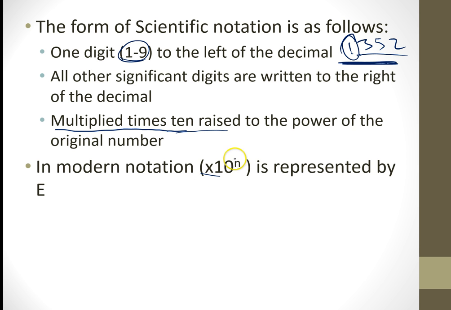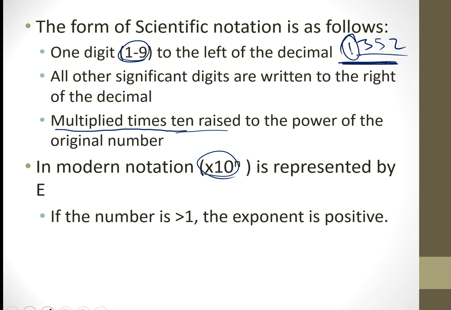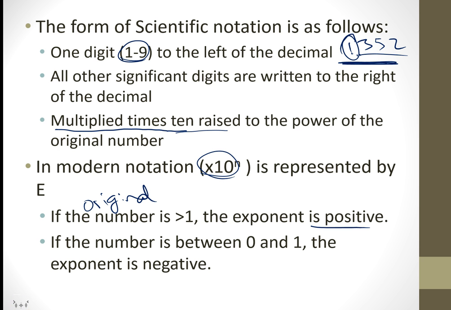Sometimes instead of writing times 10 to the power, we write an E. And you'll see that particularly if you go to college at CU, they do that a lot. So the way to remember this is, if the original number is greater than 1, then the exponent is positive. If the original number is between 0 and 1, then the exponent is negative. You're not going to have negative numbers. You might have negative exponents, but you will not have negative numbers. There's no negative mass or anything like that.